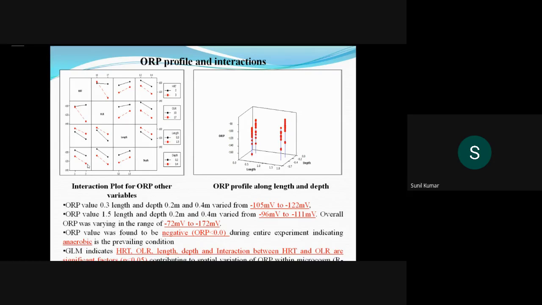See, the ORP value at the top and bottom and along the length, how it is varying. You can see here, there is a huge variation in the ORP along the length as well as along the depth. This point we will not discuss in detail, as it takes a lot of time. What are the interactions with respect to depth, length, HRT? You can see in the first ORP profile how the ORP interacts with the hydraulic retention time, organic loading rate, length and width.